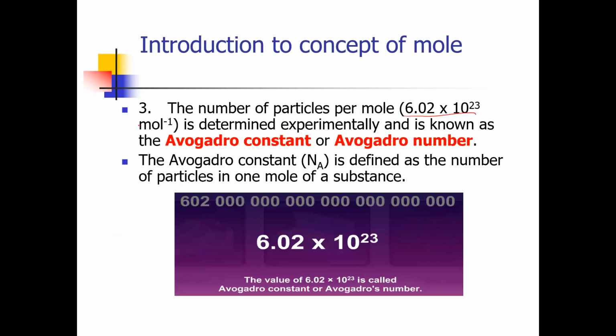6.02 times 10 to the power of 23, there's a name for it. It's called the Avogadro constant or Avogadro number, not avocado. You must call it properly. It's called the Avogadro constant. We're going to use it shortly. What is the symbol for it? It's capital N, small a.